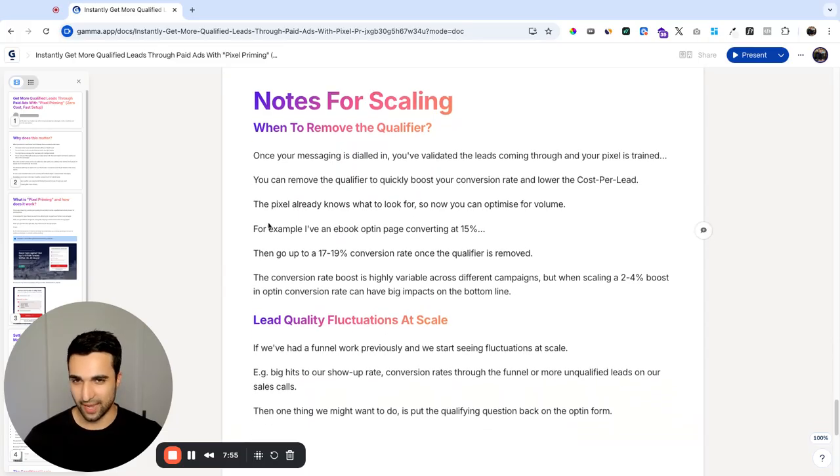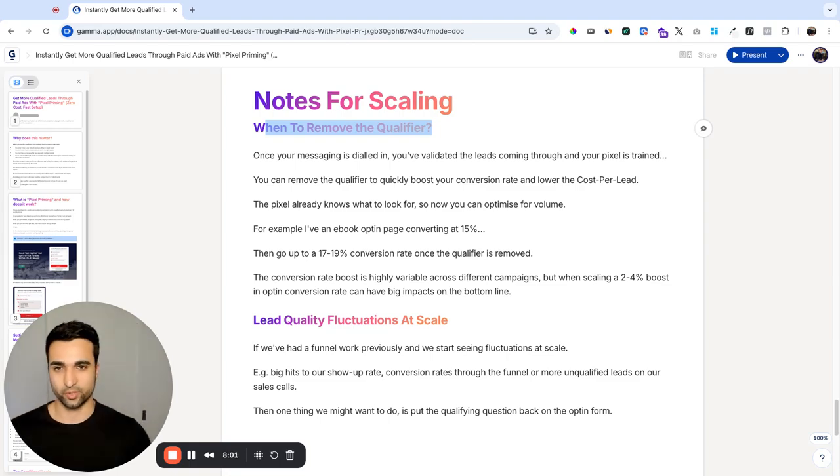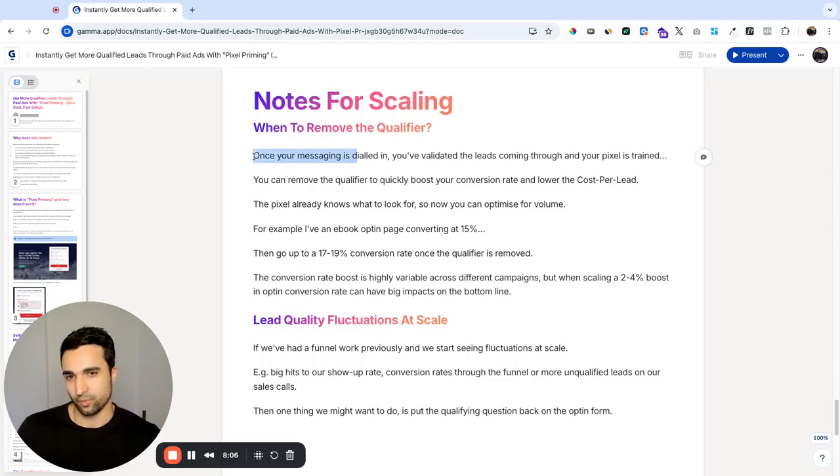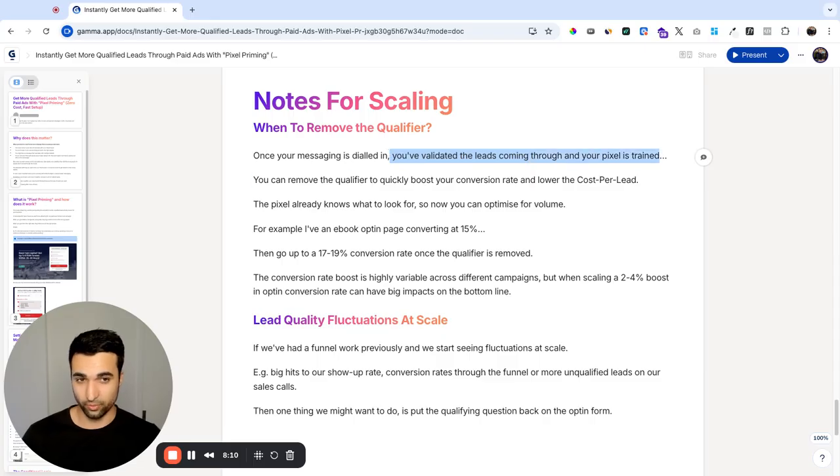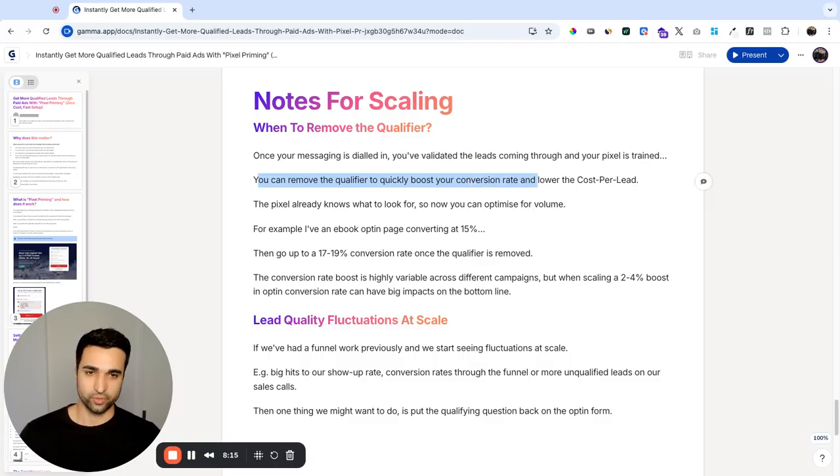A couple notes here for scaling too. So common question is, when do I remove the qualifier? Should I remove it? What are the criteria or the thought process that goes into it? The way I always look at it is once your messaging is dialed in, you've validated the leads coming through, your pixel's trained, you can remove the qualifier to quickly boost the conversion rate and lower the cost per lead. This is obviously going to help at scaling, but since the pixel already knows who to look for, now you can optimize for volume and try and lower the costs a bit.